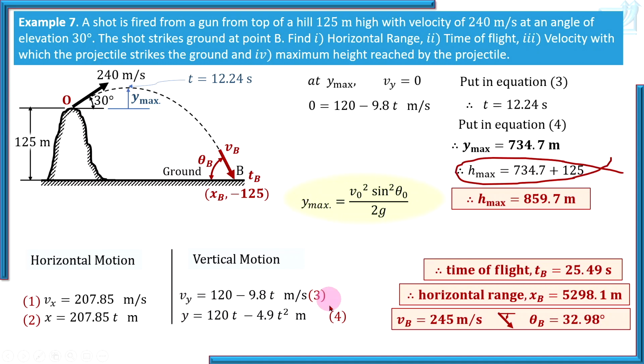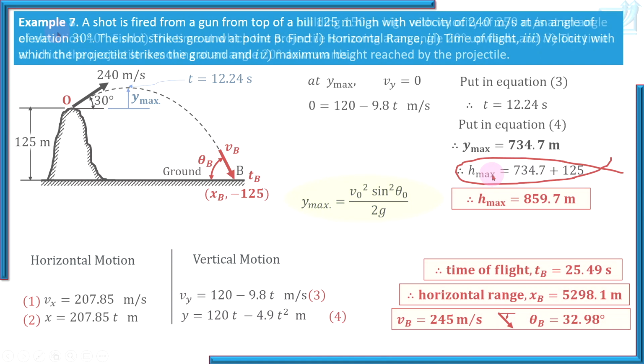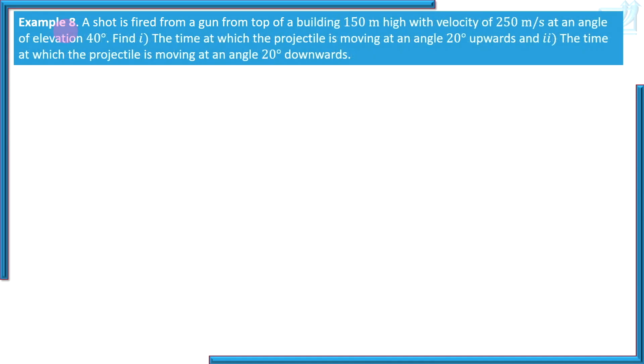Don't forget, height is measured from ground. Read this problem. A shot is fired from a gun from the top of a building 150 meters high with velocity 250 meters per second at an angle of elevation 40 degrees. Find the time at which the projectile is moving at an angle 20 degrees upwards and the time at which the projectile is moving at an angle 20 degrees downwards.